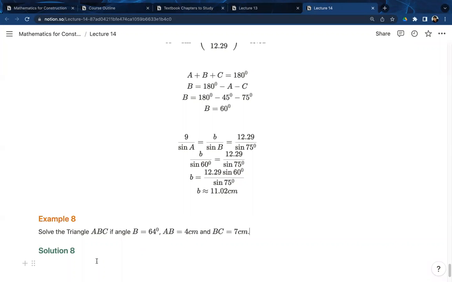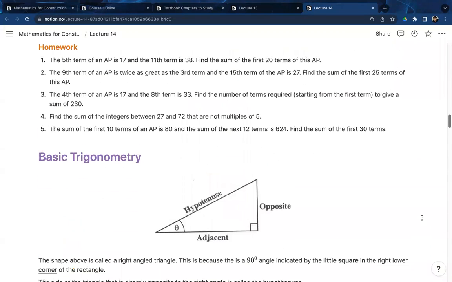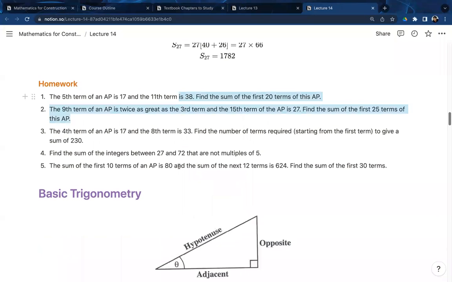Don't forget, complete this question for homework, but also I gave you some arithmetic progression questions, 5 questions for homework to give you practice with the topic, right? Bear in mind that the algebra skills are going to have to be at a certain level to deal with these questions.